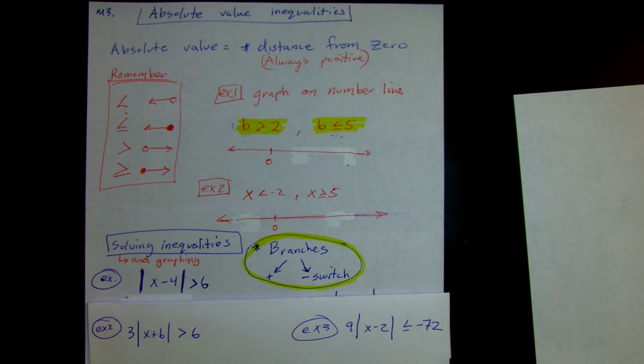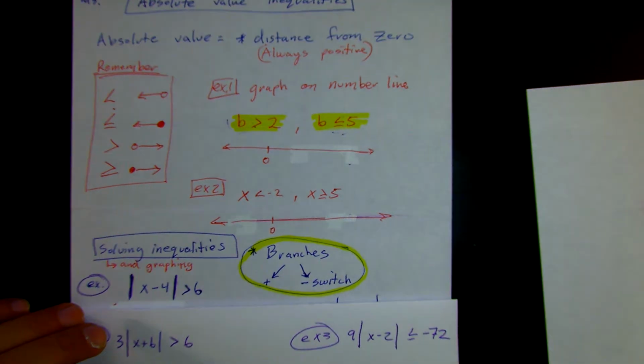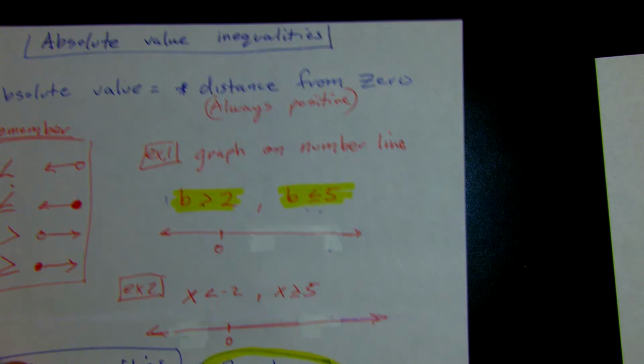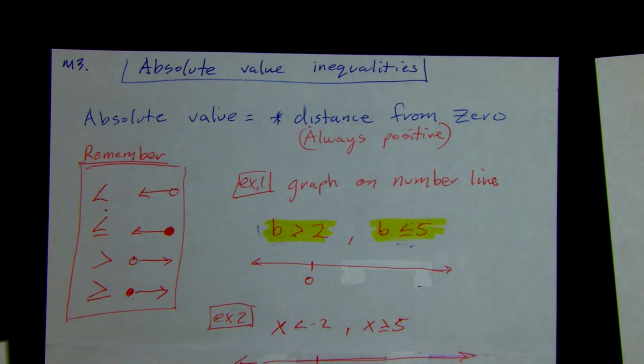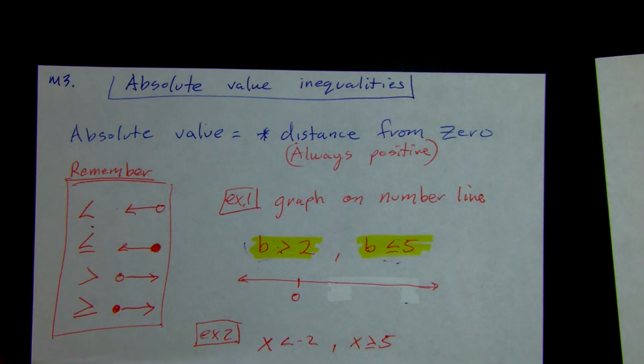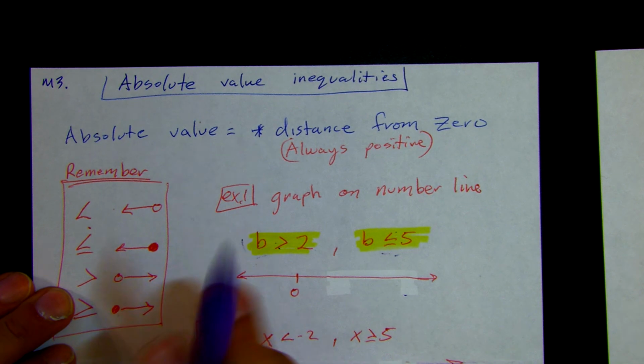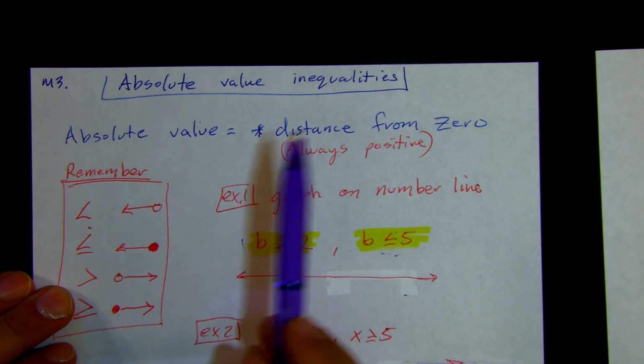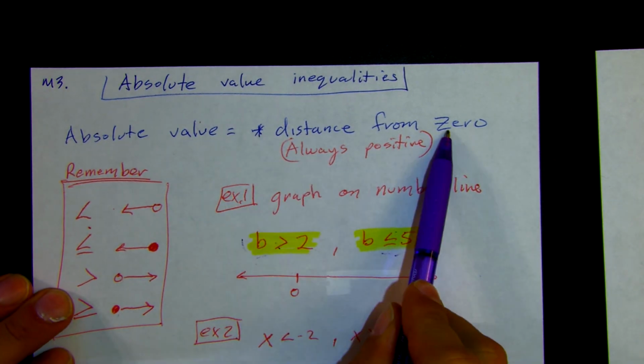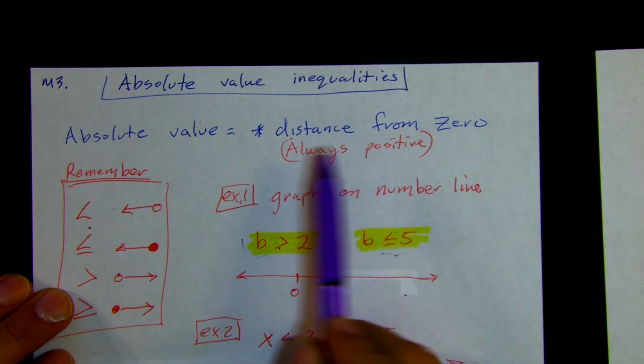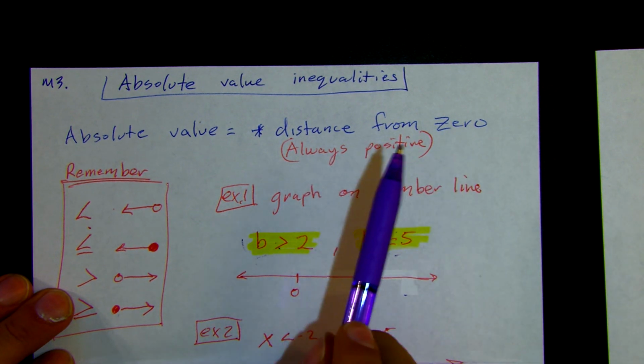All right, guys. So with this lesson, you have probably heard of it before. Maybe not, and it's fine if you haven't yet. But when we have absolute value, all it's talking about is the distance from zero. It's always going to be positive.